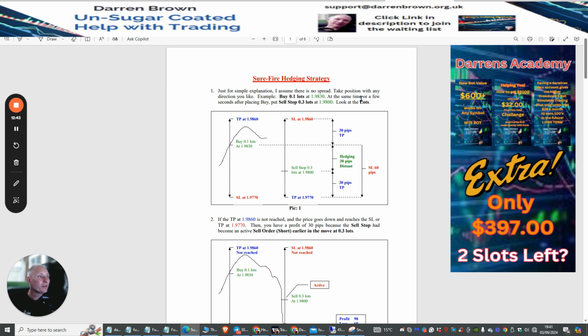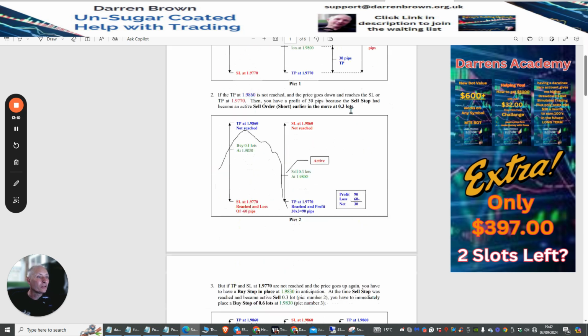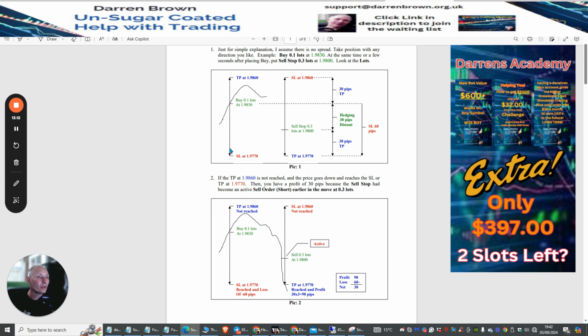So at the same time or a few seconds after placing the buy, put a sell stop at 0.3 lots at 1.980. What it means is you've got your buy trade here and then you've got your sell trade here with your take profit. So what you're trying to do is find where it's going to bounce almost, and when you're going to be able to come out of the trade and go into the trade. Okay, so look at the loss. What it's now asking you to do is to look at the loss.